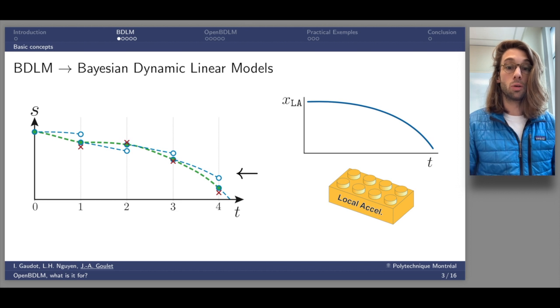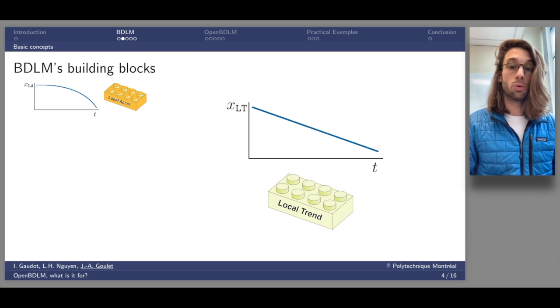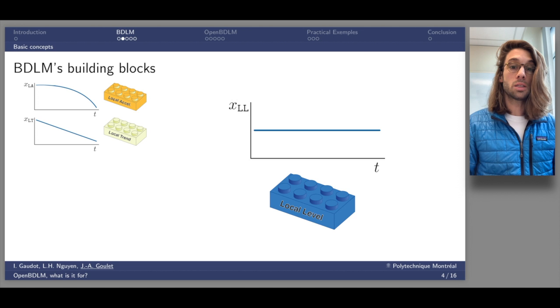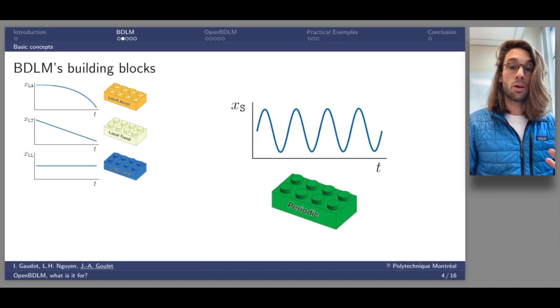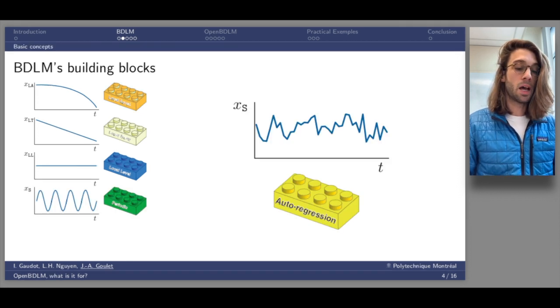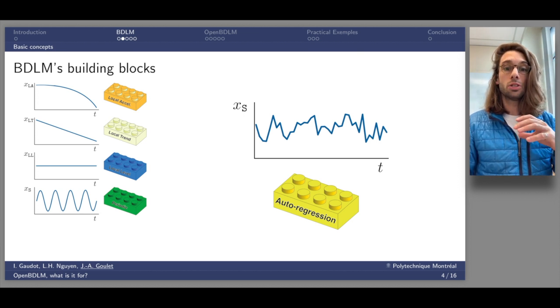This one is called local acceleration. So this is one, but we have other ones. For instance, if we have a constant speed model, this would be a local trend. If we have a constant behavior, that would be a local level. We can model as well some periodic behavior, for instance hourly, daily, seasonal behavior. So this is going to be our periodic block. And we have also an autoregressive block to model phenomena such as model errors that are dependent over time. So this is going to be our autoregressive block.